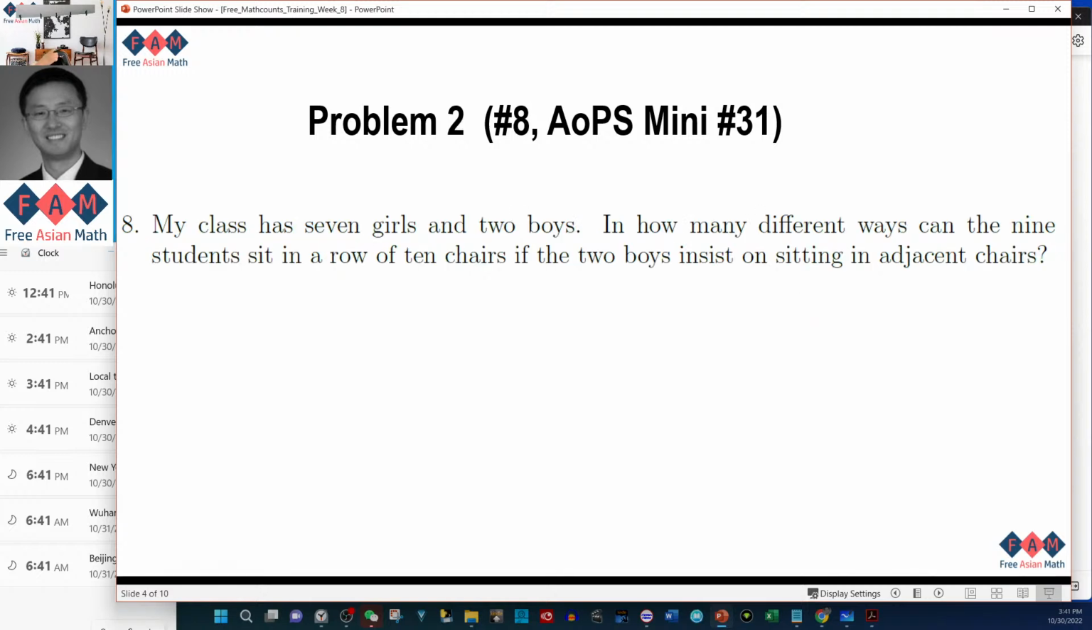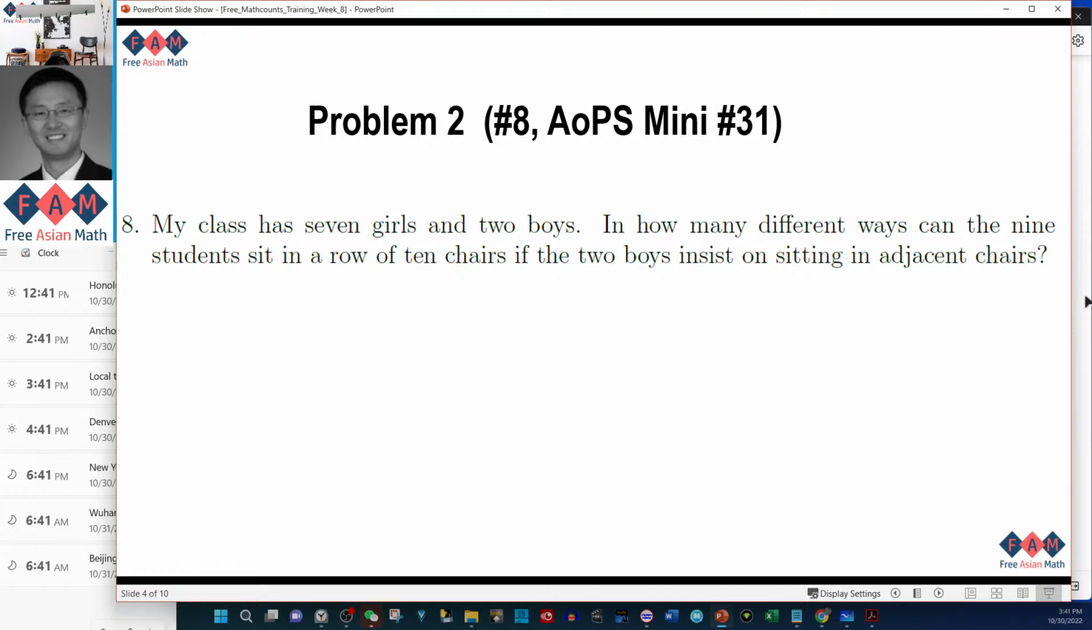All right. Next problem. So my class has 7 girls and 2 boys, so 9 kids. In how many different ways can the 9 students sit in a row of 10 chairs? Okay. So you have 9 students into 10 chairs, but there's an additional constraint. If the 2 boys insist on sitting adjacent chairs, so they are good buddies, they want to sit next to each other, they don't want to be separated by the other girls, which, well, understandable, right?